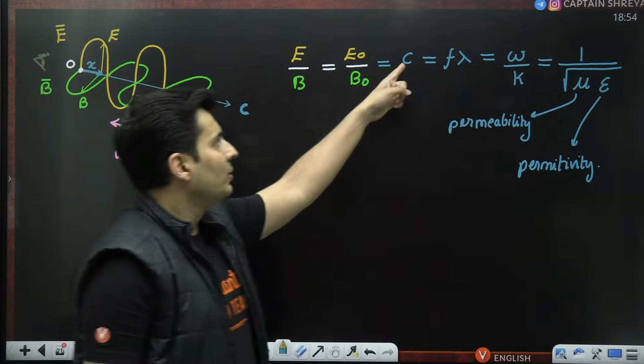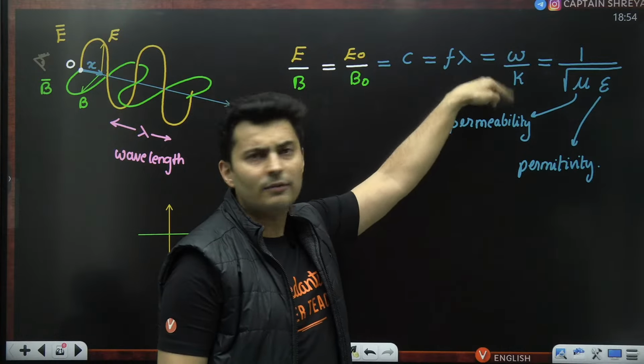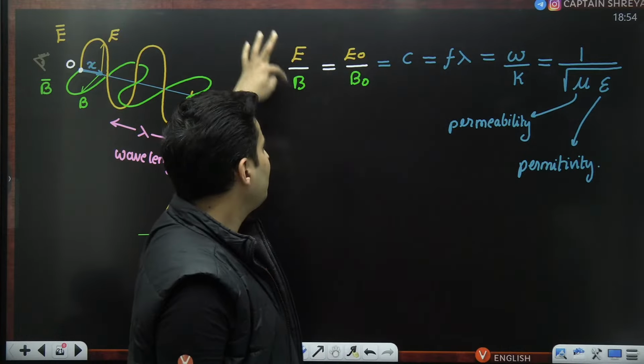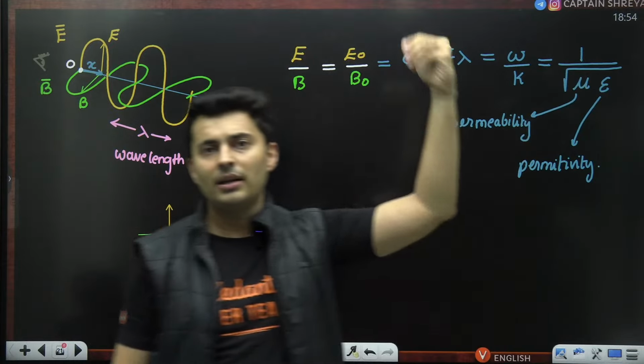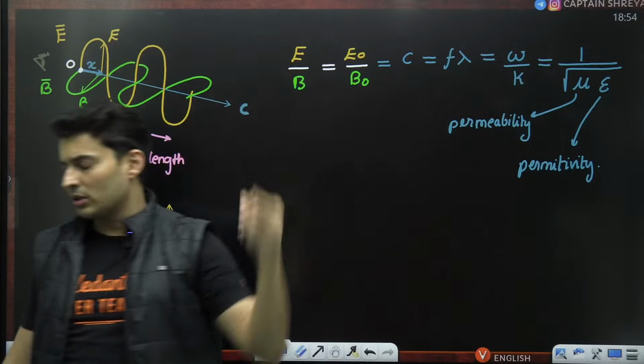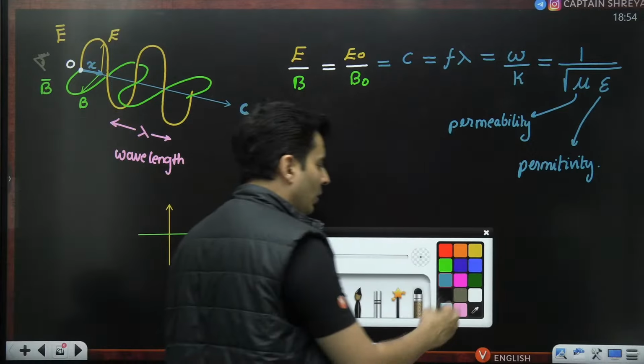This you already knew. Speed of any wave is frequency into wavelength, also omega by k from the chapter of waves. E by B, E naught by B naught, one and the same thing. This is something which you are learning new, either this or this. Keep this in mind. Also, you need to know one more thing.